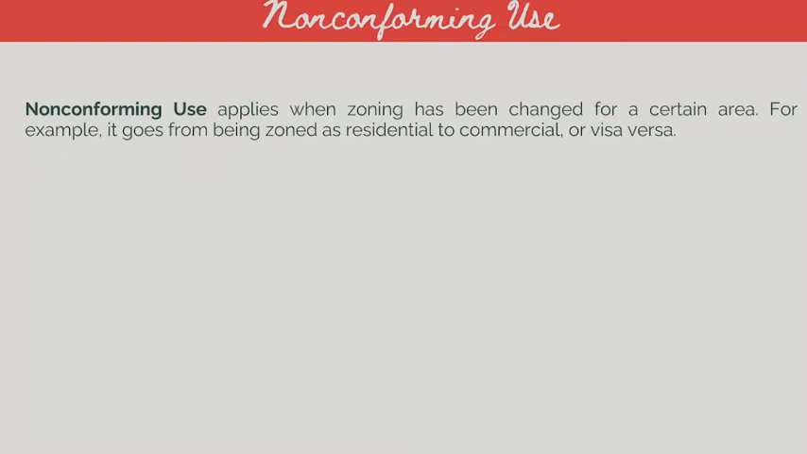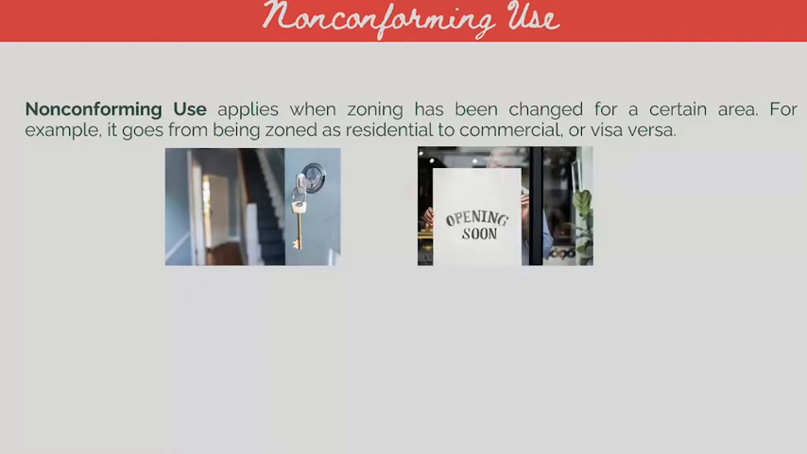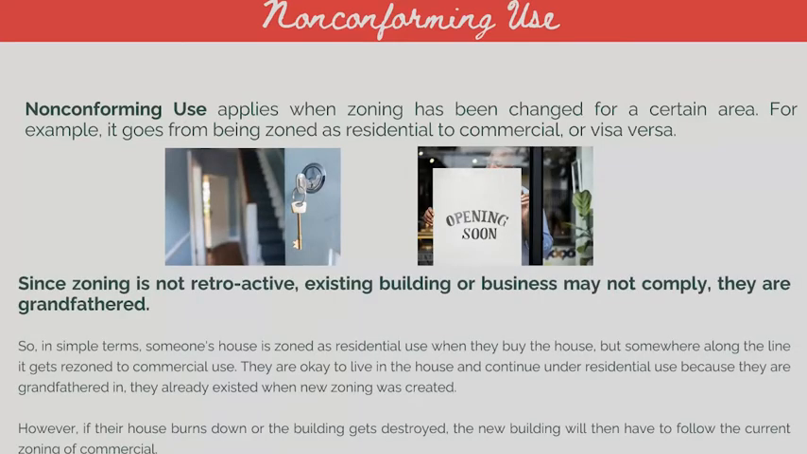Nonconforming use. Nonconforming use applies when zoning has been changed for a certain area. For example, it goes from being zoned as residential to commercial, or vice versa. Since zoning is not retroactive, existing buildings or businesses may not comply. They are grandfathered in. So, in simple terms, someone's house is zoned as residential use when they buy the house, but somewhere along the line it gets rezoned to commercial use. They are okay to live in the house and continue under residential use because they are grandfathered in. They already existed when the new zoning was created. However, if their house burns down or the building gets destroyed, the new building will then have to follow the current commercial zoning.